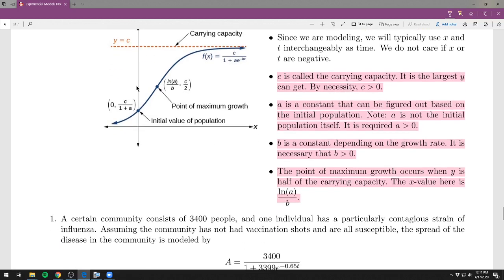I just have this labeled here because it's on the graph. You know, like I said, you don't need to memorize this. If you have to use it in the homework problems, I think that's fine. But as far as test questions goes, I'll remind you of the formula for this maximum rate of growth. But what it says is that the point of maximum growth, this one right here, occurs when the population, the y value, is at half its carrying capacity. The carrying capacity is C, half of it is C over 2. And the x value is the natural log of A divided by B.